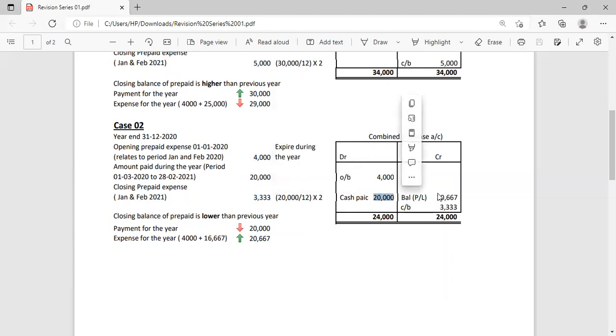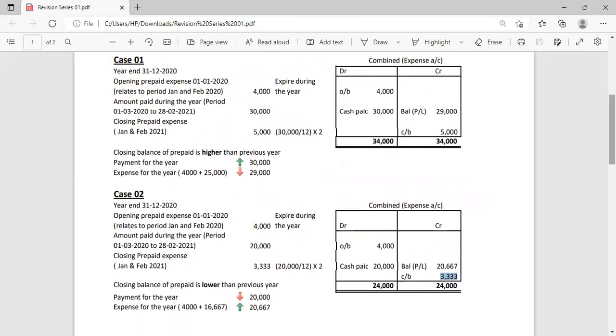You will get a profit and loss account balance. This is the balancing figure which will be shown in the profit and loss, and this closing balance will be shown as prepayments in the balance sheet. Basically, in the paper where MCQs are tested, the examiner may ask you, if the closing balance of prepaid is higher than the previous year closing balance, then what can you say? Payment for the year is 30,000. Expense for the year is 29,000.